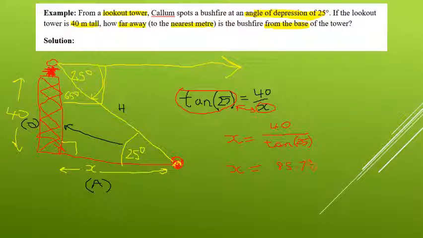85.78. But read the question, it says we want the answer to the nearest metre, so that's 86 metres. That is the answer we're looking for in this question. Okay, we'll proceed to the next slide.